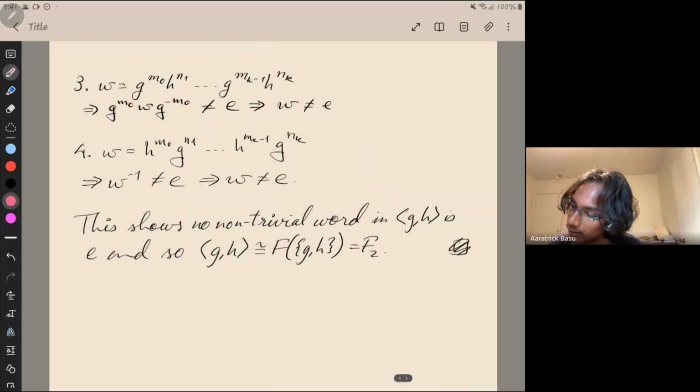And then finally, the last two cases are sort of simpler. If you have a word that starts with G and ends with H, again conjugate by G, and you'll see.